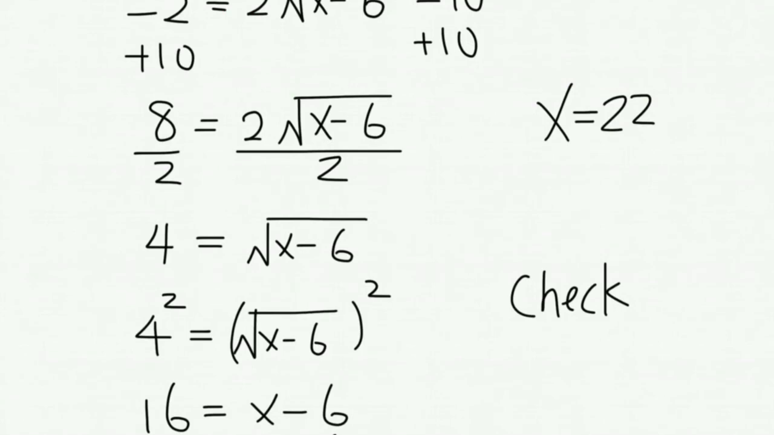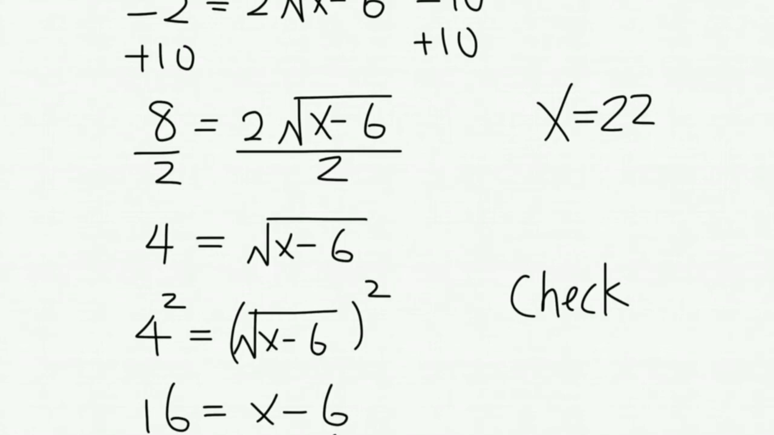Question 23. -2 equals 2 times square root of x minus 6 minus 10. Add 10 to both sides. -2 plus 10, I have 8. 8 equals 2 times square root of x minus 6. Divide both sides by 2. 8 divided by 2, that's 4. 2 divided by 2, I'm left with square root of x minus 6.